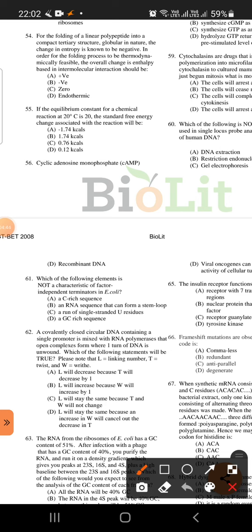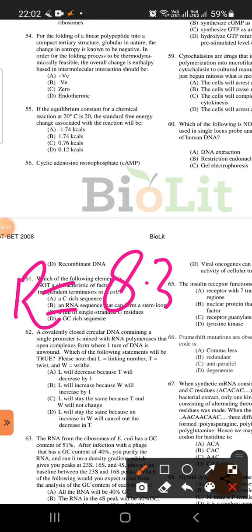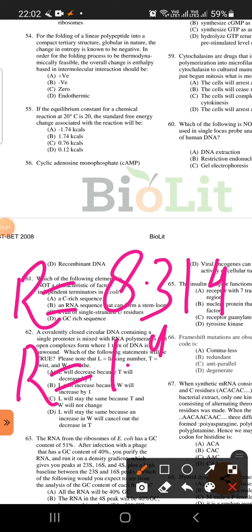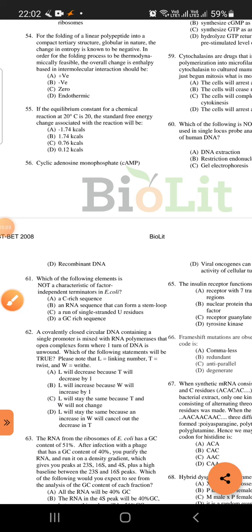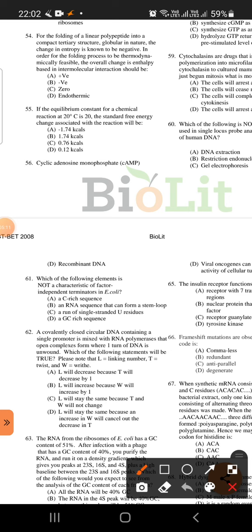So the answer is in kilocalories, but you have the value of the gas constant in kilojoules. So you will have to search and write in your copy the value of R in kilocalories. So it is 1.98. So R in kilocalories will be 1.98. If you multiply and put it in the equation, minus RT ln Keq, then the answer will come as minus 1.74 kilocalories.